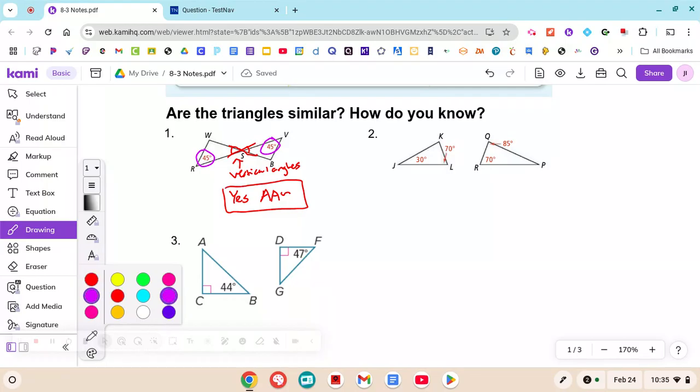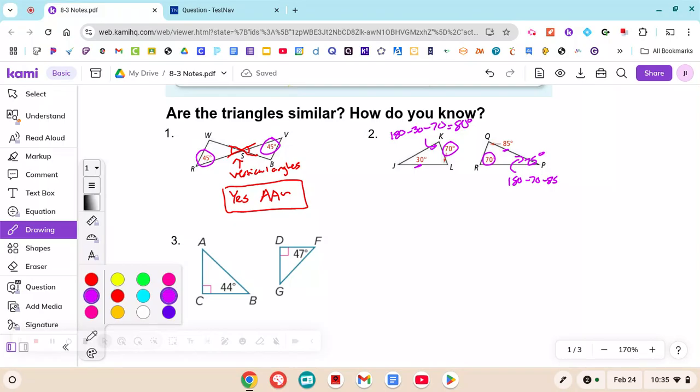Check out the next one. We've got 70 and 70. That's looking good. Now this one's 30 and this one's 85. We could find the missing angles, like find this one here by taking 180 minus 70 minus 85. See what's left over. 25 degrees. And do the same thing up here. So 180 minus 30 minus 70. And that gives us 80.